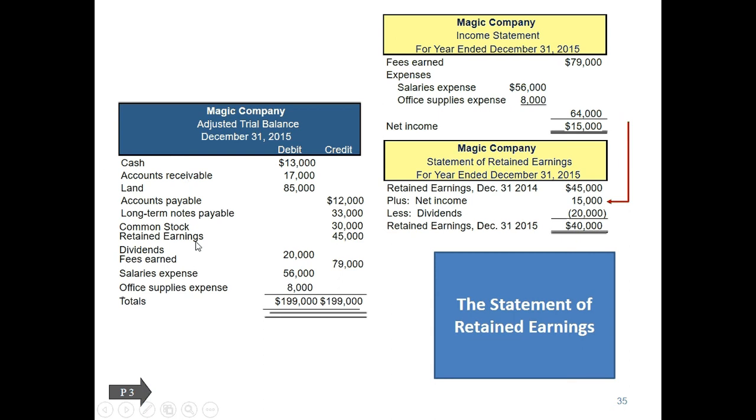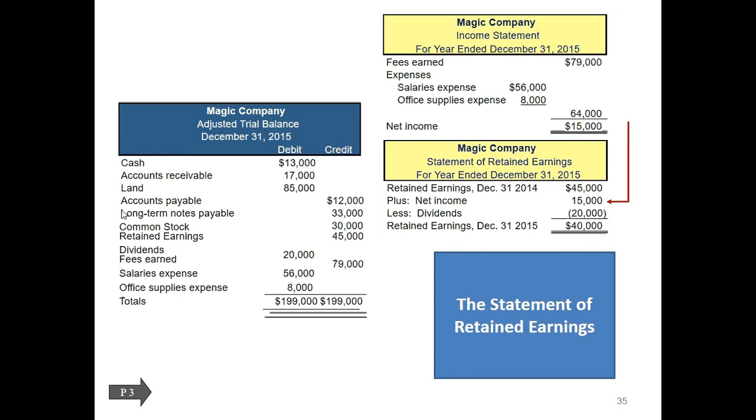Yes, we do, and you're not going to understand it yet because this says December 31, 2015. Why is this still the December 31, 2014 number? See that? Because this number never changes until after all the financial statements are completed. You'll see that in just a little bit. We're going to explain that to you. But the retained earnings number never changes until after your financial statements are complete.